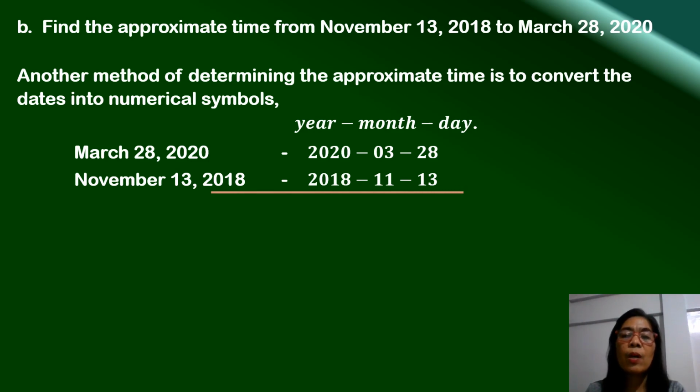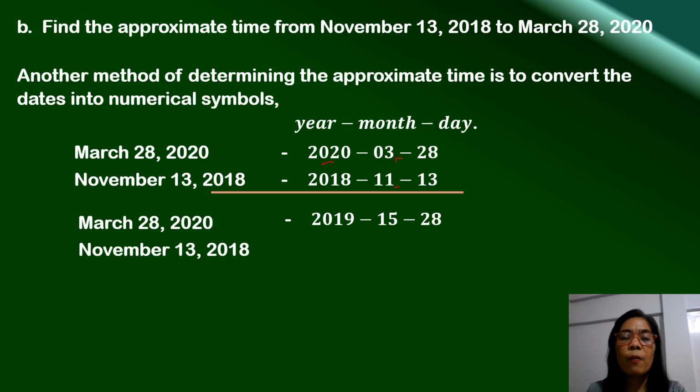Then we are going to subtract the day, month, and then the year. But you will notice that we cannot subtract 11 from 3. So what we're going to do is borrow 1 year from 2020. And 1 year is equivalent to 12 months. So March 28, 2020 will now be written as 2019, with the 12 months added to 3, which gives us 15 months. The day is 28. And November 13 is 2018, 11, 13.